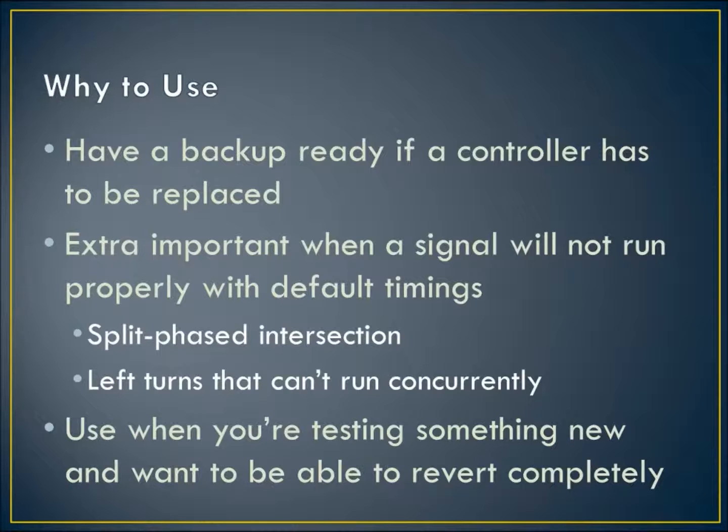If you have a split phase intersection, it's set up, say, where the pedestrian phase is phase 3, if you put in a default controller, it's only going to be looking for phase 8 pedestrian detection, so it wouldn't work. If you have left turns that can't run together, there's a bunch of different things in your controller where you can't put a default controller in the cabinet and let it run.